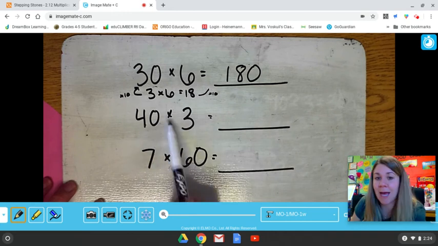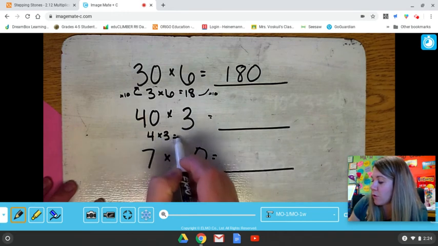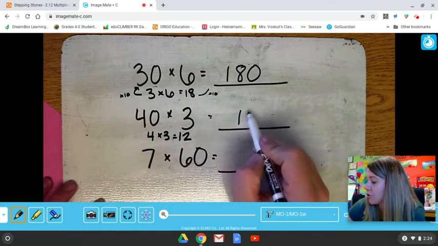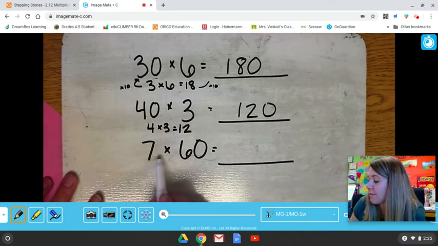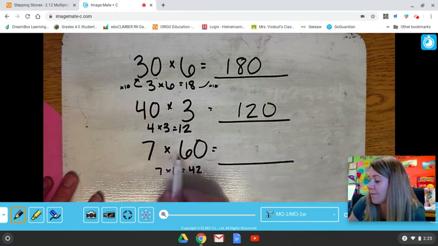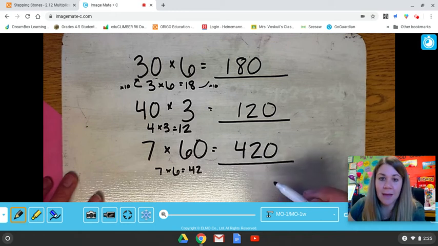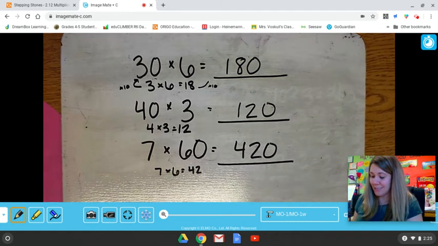So with 40 times 3, I'll do 4 times 3 equals 12. So 40 times 3 is 120. Same with here. 7 times 60. Well, I can do 7 times 6, which is 42. So 7 times 60 is 420. Again, it's just multiplied by 10. I wanted to review that because you're going to need to know how to do that today.